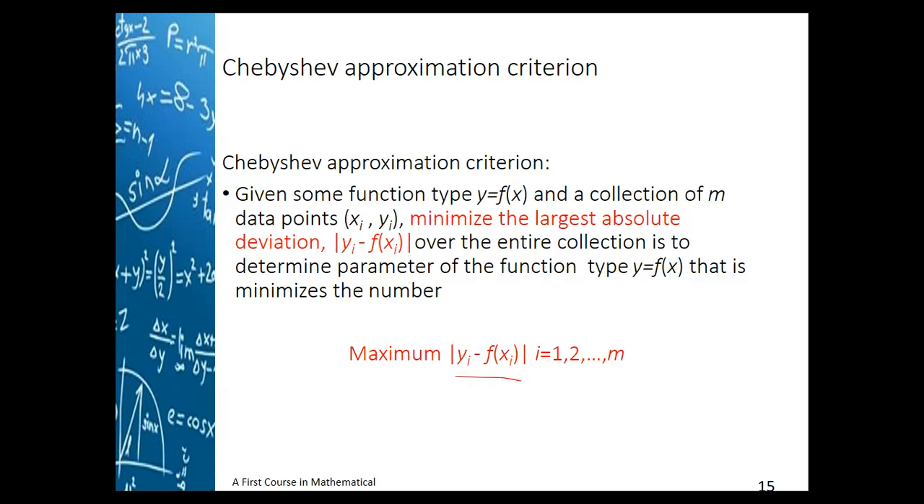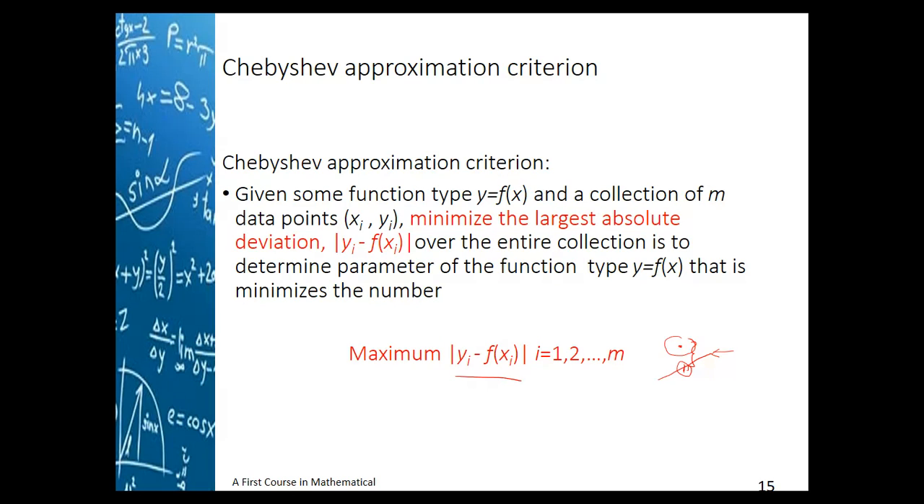yi minus f(xi). This one is the one that I mentioned. You can imagine this is your yi, and this is your f(xi). So this is your yi at a particular time, and this is your f(xi) at that particular time. These are the distances that we want to focus on. In this case, we call that a deviation.